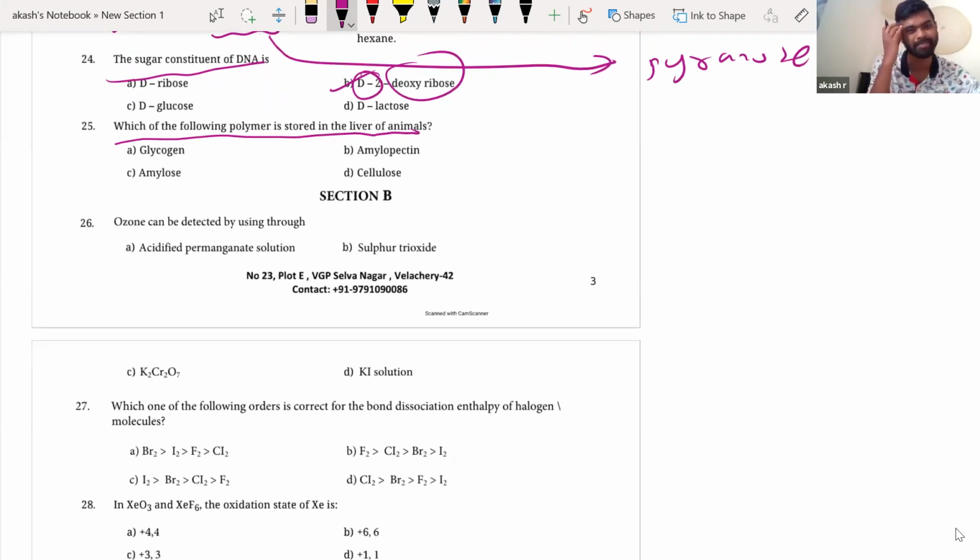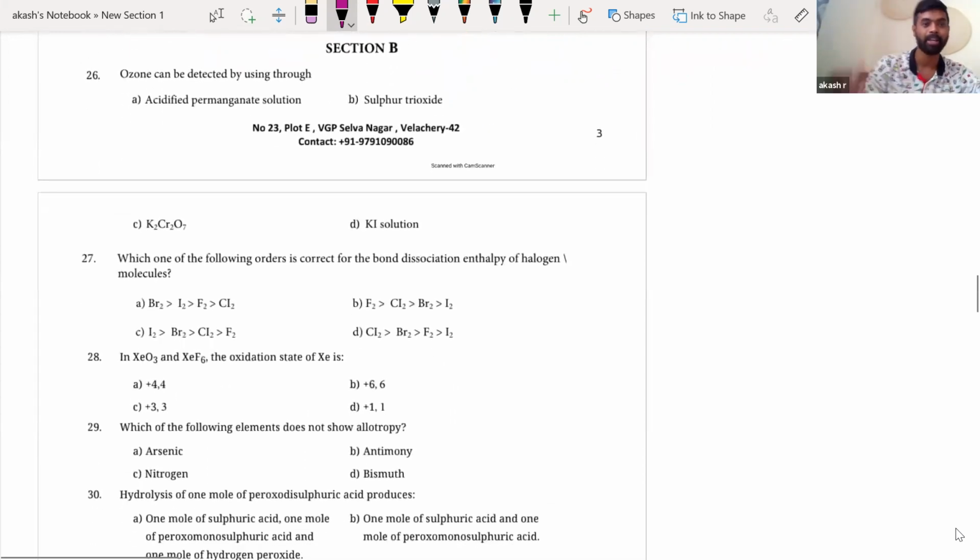Okay, next. Which of the following polymers is stored in the liver of animals? Glycogen. Okay, I really don't know this question. Check this out. These are all biology questions. I don't know why they are asking in chemistry. Anyways, fine. Moving on.